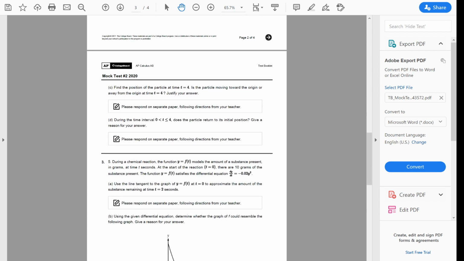And part D says, does the particle return to its initial position? Now, most people try to give me a reason involving the change over an interval and saying it's negative at some point. The AP test did not give points for any of those explanations. I only gave points where people said, I found the point where it equaled it. A few people actually found the point. It was like 2.881 or something like that. Here's the way the AP test did it.